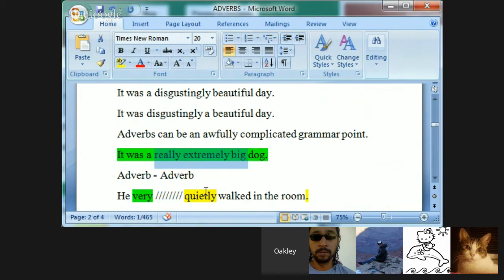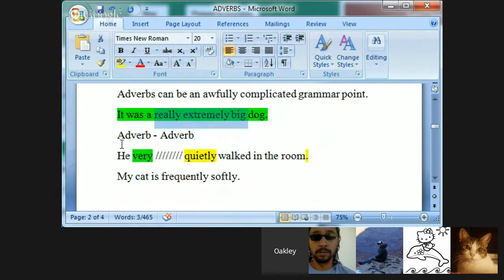Aha. So the choo-choo train of who's modifying who cannot end with adverb adverb. The second adverb has to modify something else. Okay? It has to. It can't just be there by itself. This is another very common mistake.